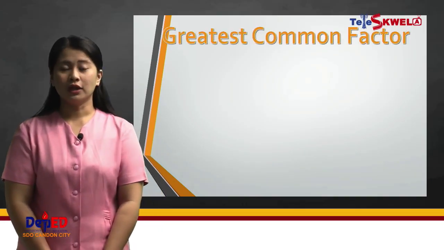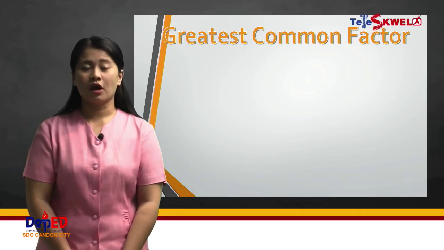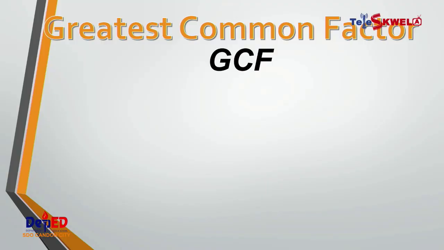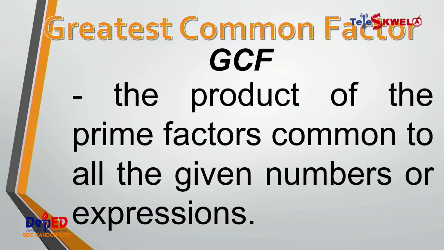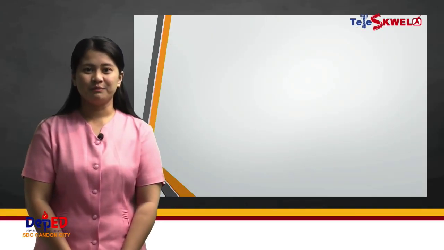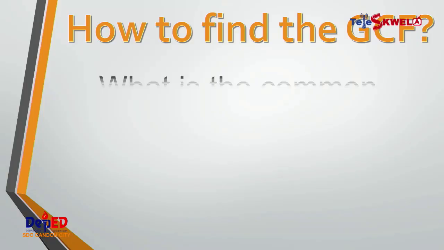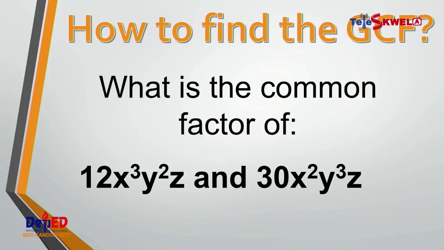One way to factor a polynomial is through their greatest common factor, or GCF. But what is GCF? GCF, or the greatest common factor of two or more numbers or expressions, is the product of the prime factors common to all the given numbers or expressions. Let us have an example showing how to get the GCF of a polynomial. Find the common factor of 12x cubed y squared z and 30x squared y cubed z.